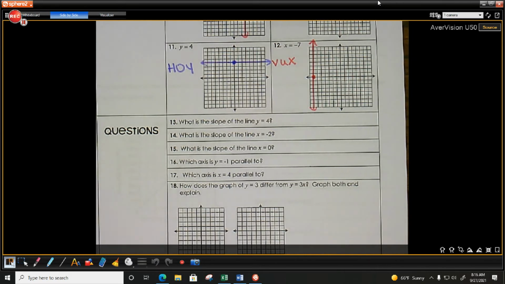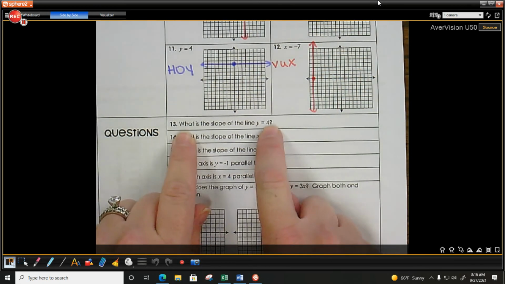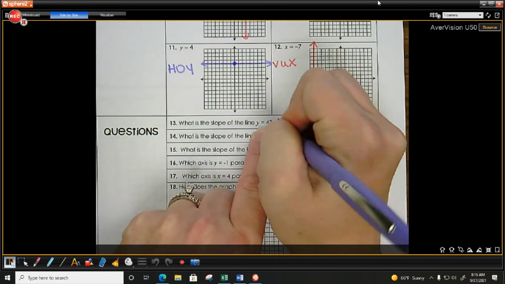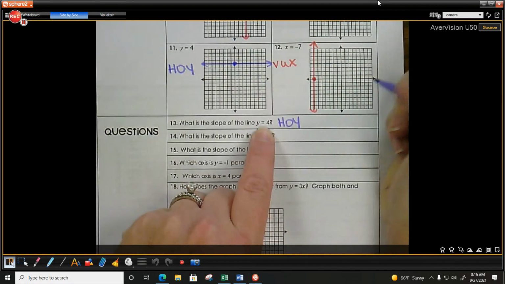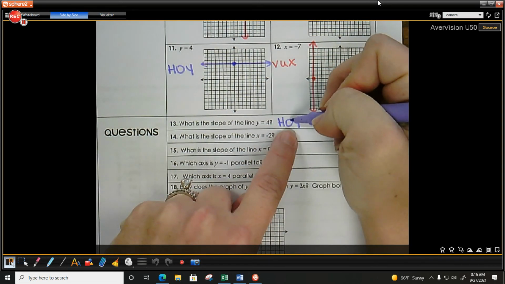Okay? So this first one, is this a Hoy or a Vux? Hoy. How do I know it's a Hoy? It says y equals a number. That's what the y stands for in Hoy. Y equals a number. So what's the slope of this line? Horizontal lines have a slope of 0. So m is 0.